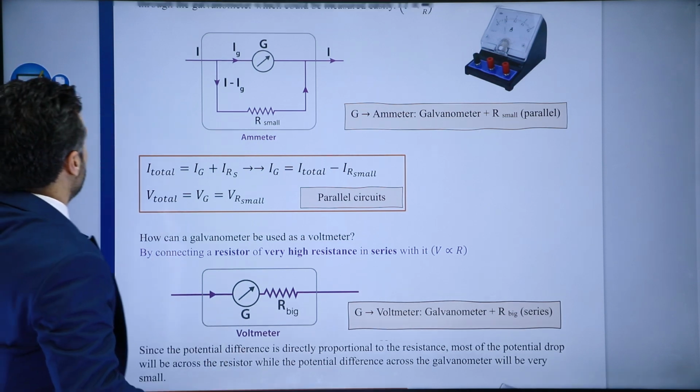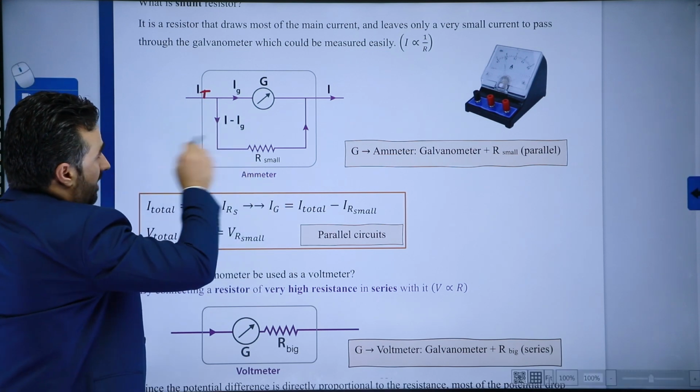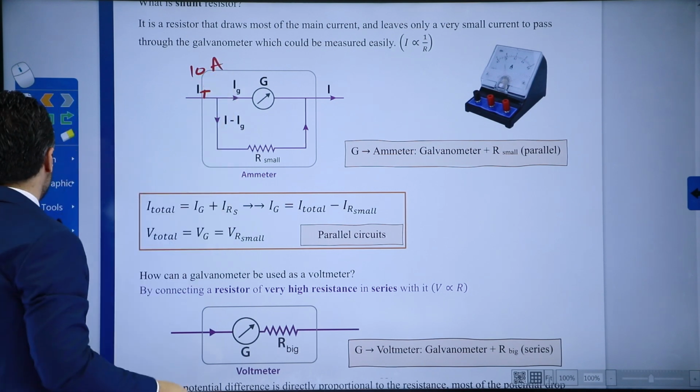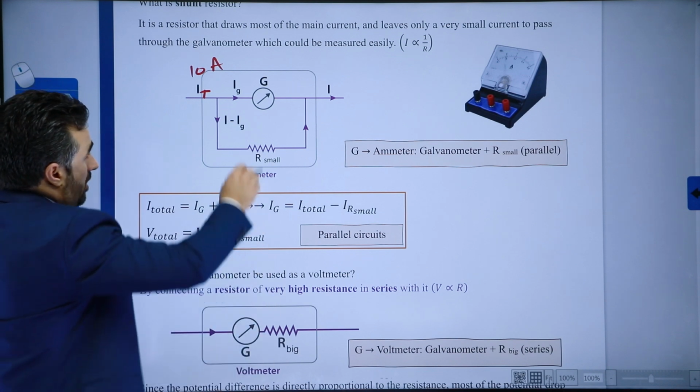So we can say, let's go back to this. Okay, so this, we can call this I total, yeah? That is the current here. Once again, let's call this one 10 amperes, okay? Or let's say this value is 10 amperes. If that is the case, watch this.